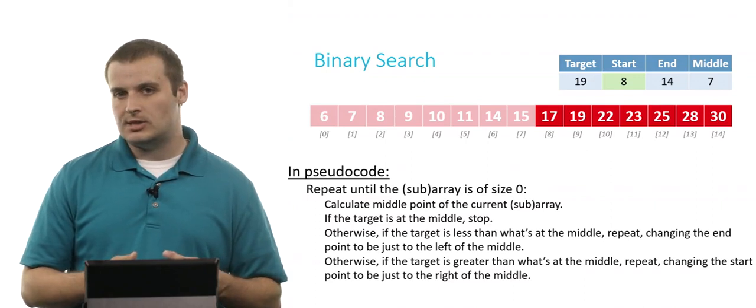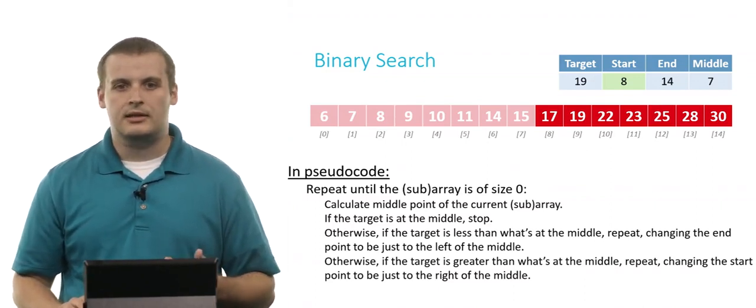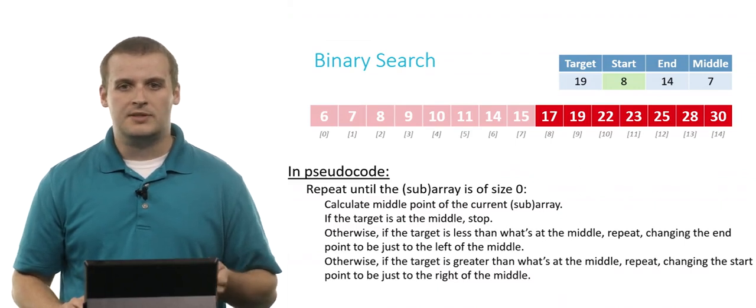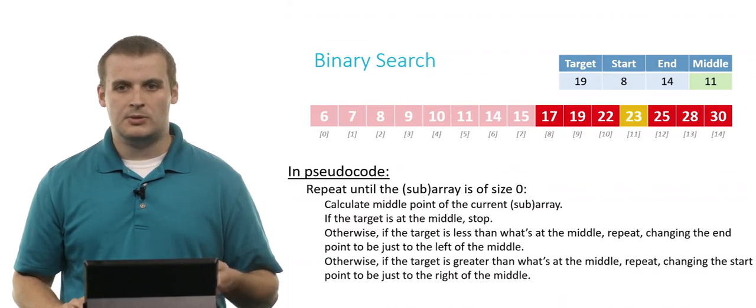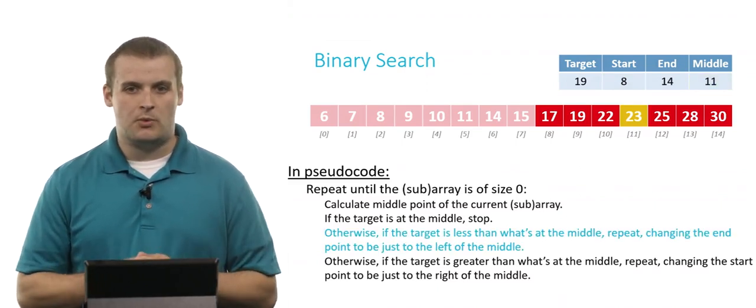So 8 is the new start point. 14 is still the end point. And now we go over this again. We calculate the new midpoint. 8 plus 14 is 22. Divided by 2 is 11. Is this what we're looking for? No, it's not. We're looking for a value that's less than what we just found.